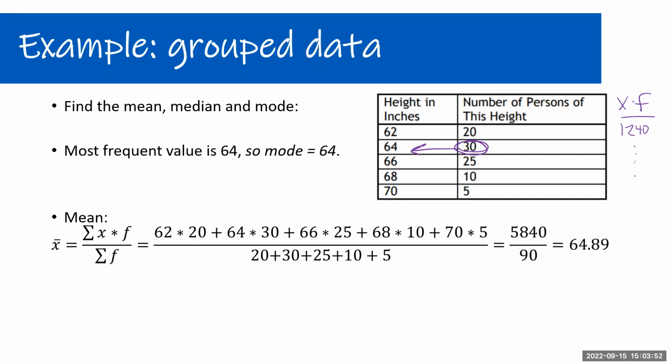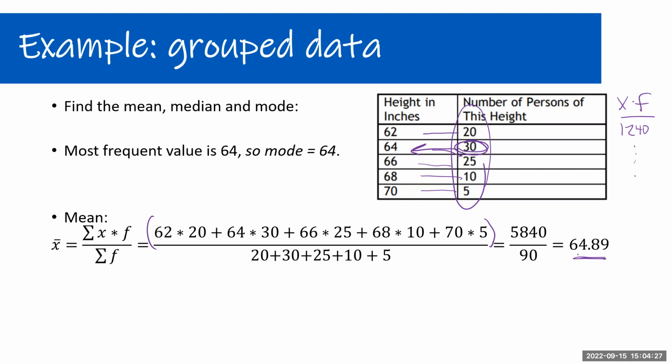Now back to the mean. I jumped the gun there a little bit. We are going to add up this times this, plus this times this, plus this times this, plus this times this. Again, be careful with PEMDAS, right? Our order of operations. If you put it in the calculator, make sure you put parentheses here, or use that math print fraction. So we're going to add up all of those products. Then we're going to divide it by the sum of this frequency column. So 20 plus 30 plus 25 and so on. When we get our answer here, we see that our mean is 64.89.